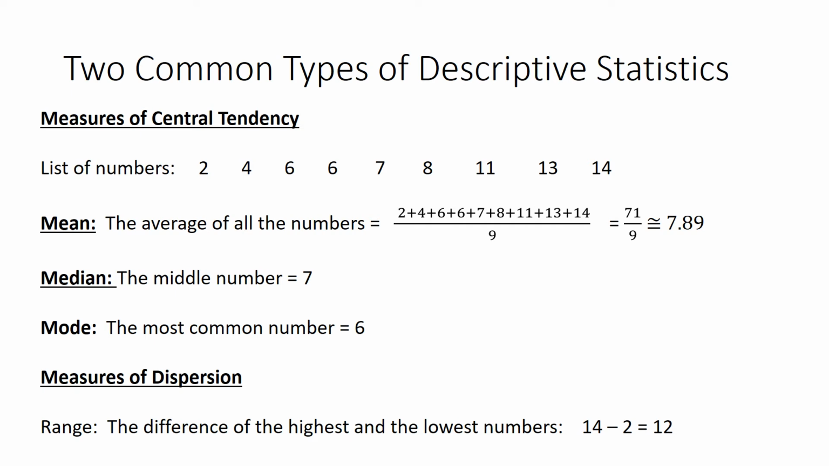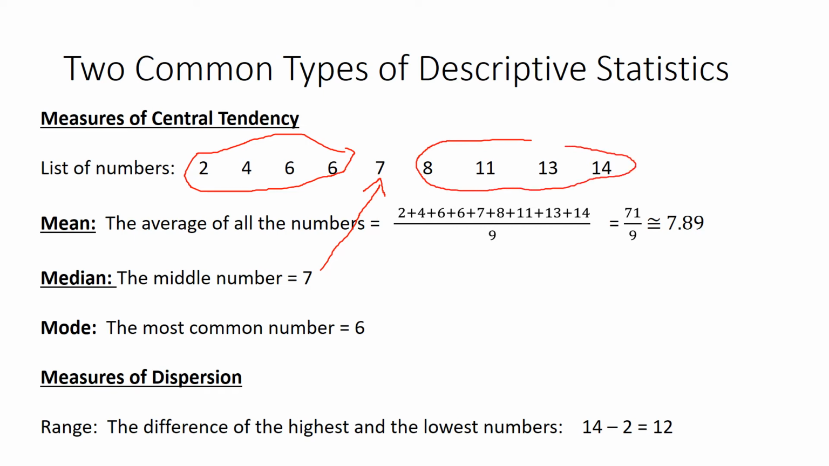The median is the middle number. It's this number right here. And I know it's the middle number because there are 4 on this side and 4 numbers on this side. It's the middle number.